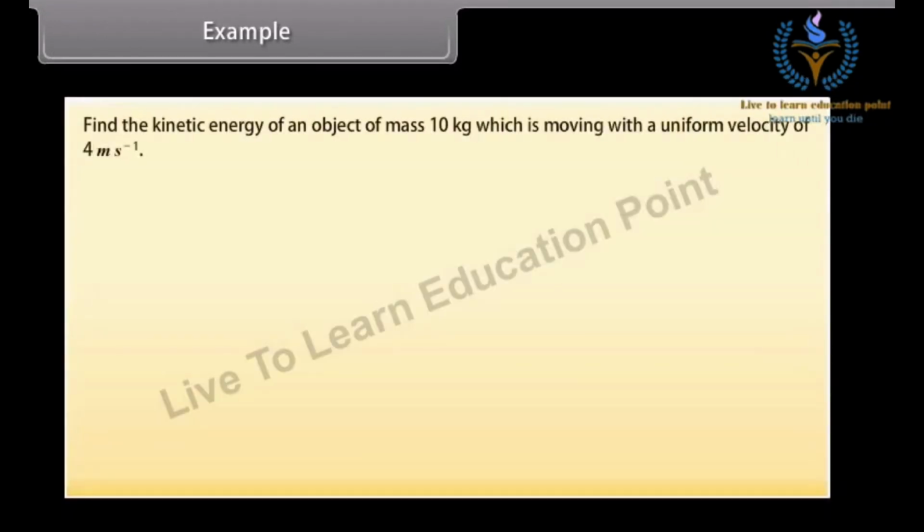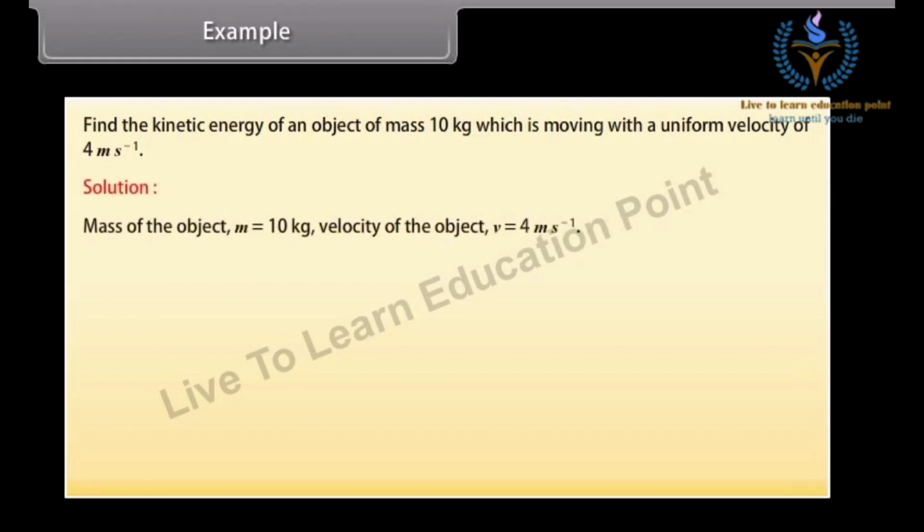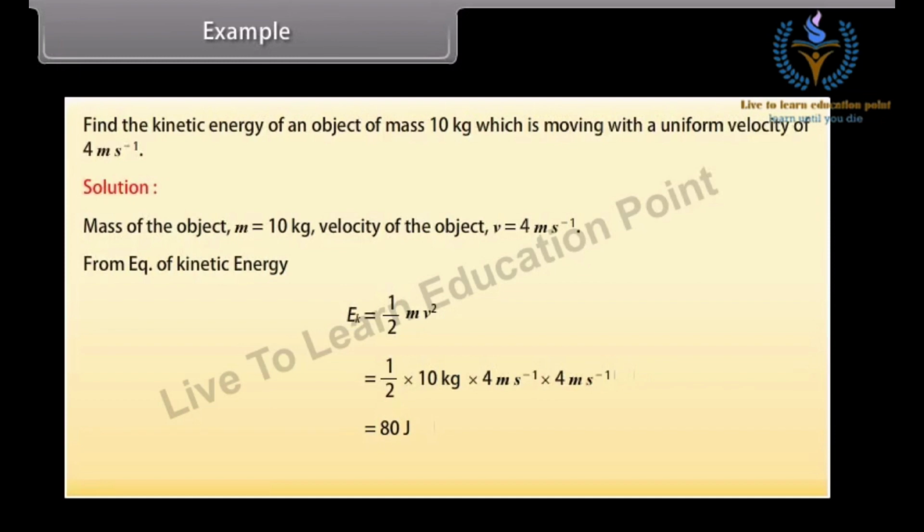Example. Let's now find the kinetic energy of an object of mass 10 kg which is moving with a uniform velocity of 4 meter per second. Solution. Here the mass of the object m is equal to 10 kilogram. Velocity of the object v is equal to 4 meter per second. From the equation of kinetic energy we get 1 upon 2 into 10 kilogram into 4 meter per second into 4 meter per second, which is equal to 80 joules. Hence the kinetic energy of the object is 80 joules.